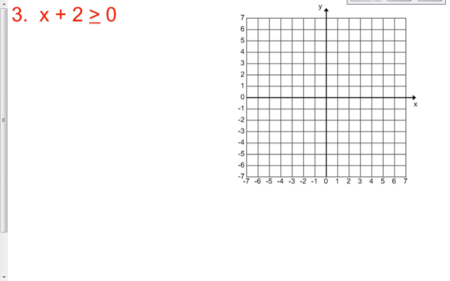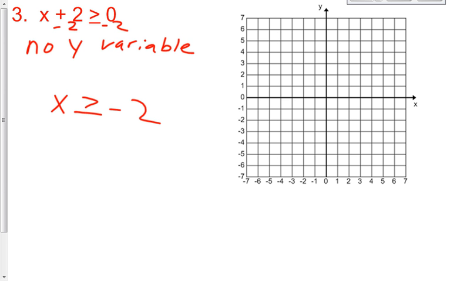You guys try number 3. Let's do number 3 together, and then you guys try number 4 on your own. Number 3, x plus 2 is greater than or equal to 0. If you see this, there is no y variable. If there is no y variable, you're just going to get x all by itself. So let's subtract 2 here. X is greater than or equal to negative 2.